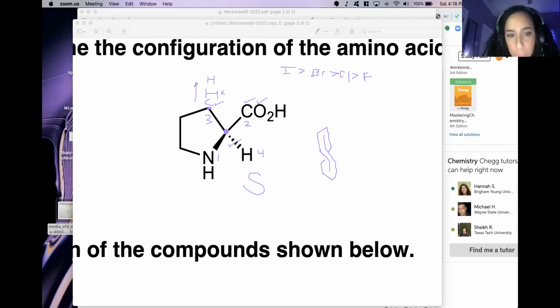So let's just pretend that this was an oxygen for a second. So this is really COOH. So this way would be check, check, check, check, X, if that were the case. It'd still be the same thing that we're doing, 1, 2, 3, just for comparison purposes.